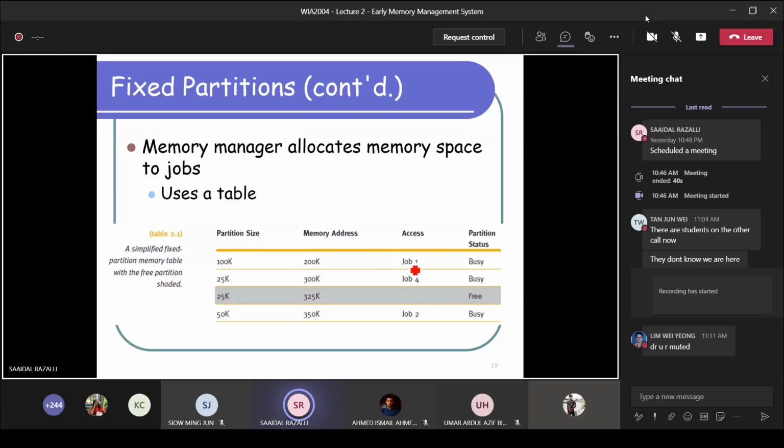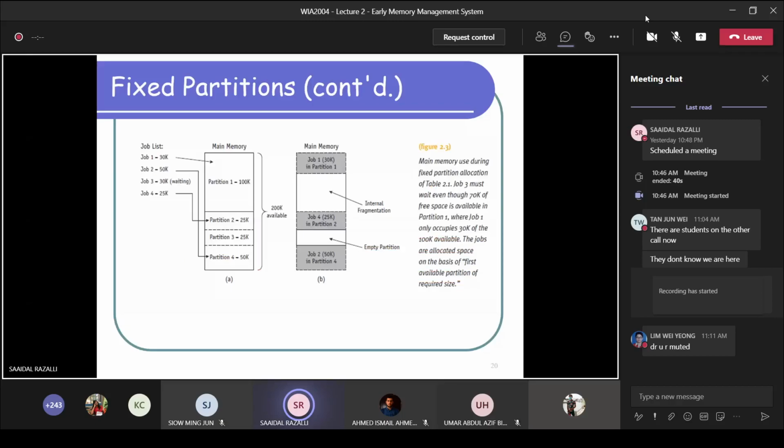So you have job 1, job 2, job 3, and job 4. Four jobs. Job 1 has a partition size, and a memory address. Memory address is kind of related with the partition size, but it can be any numbers. But at the moment, just ignore the memory address. It's just like a room number. It doesn't integrate with the partition size at this moment.